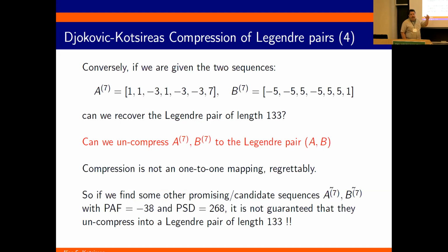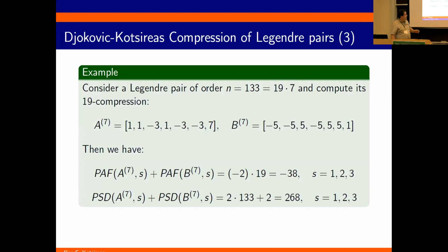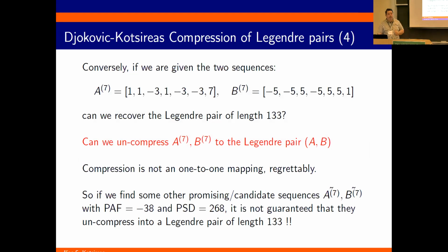What does that mean? It means that if we have sequences with this profile, meaning with these PAF and PSD constants, they do not necessarily correspond to a Legendre pair of order 133. Only a small percentage of these sequences will yield Legendre pairs. But again, imagine that you have, let's say, 50 or 500 of these pairs to check. This is a lot better than working with a space of length 133 sequences.